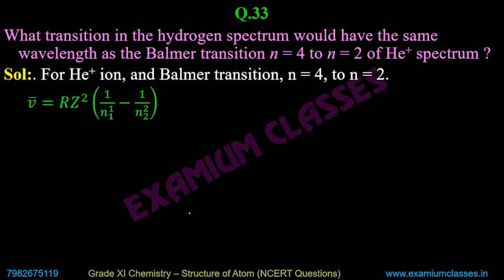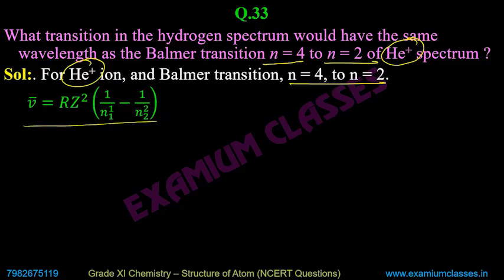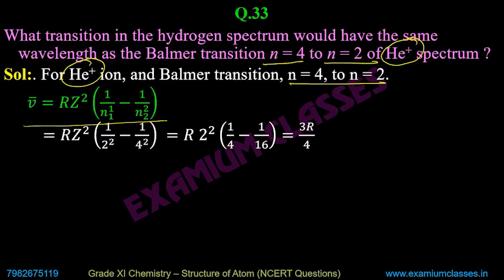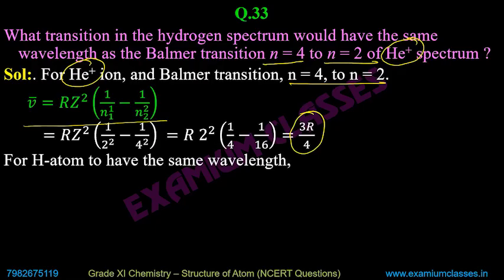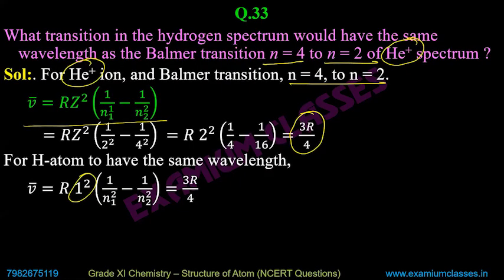Okay, so for the helium ion, n is equal to 4 to 2. We can apply the formula of wave number and we get a value of 3R by 4. For the hydrogen atom, we can apply the same formula and equate it to 3R by 4 because it is given that the wavelengths are the same. Same wavelength means wave numbers will also be the same.